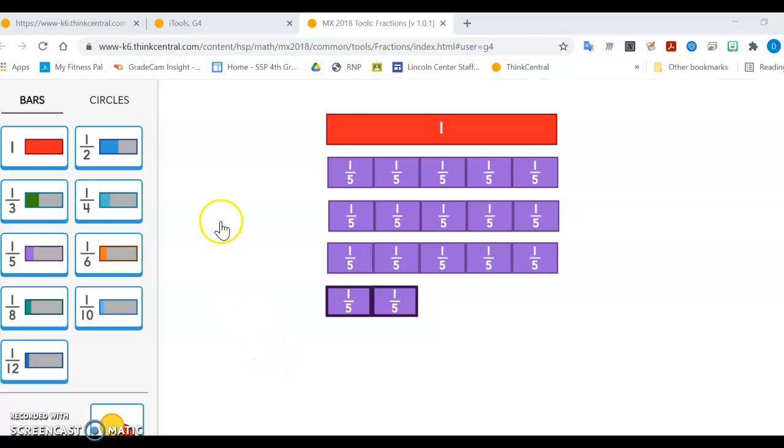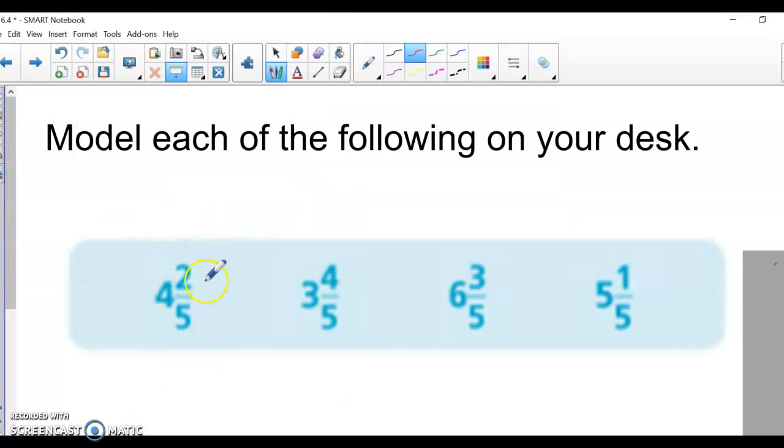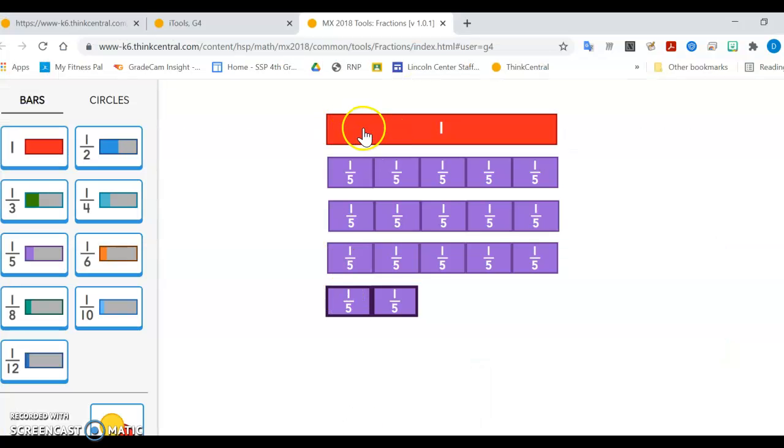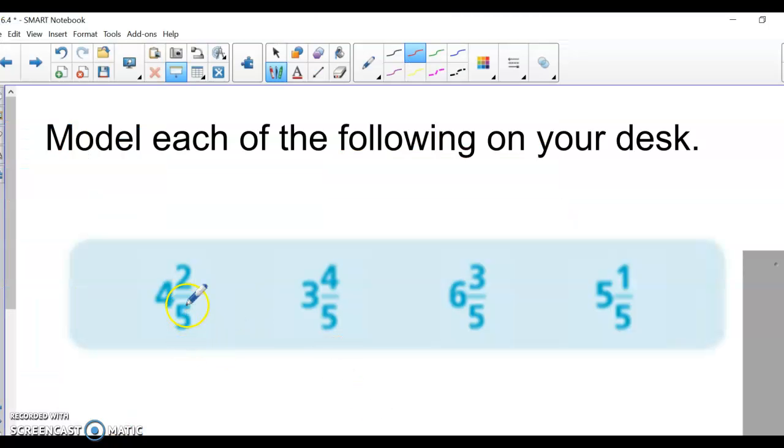Okay, so I built my 4 and 2 fifths. I started with 1 whole, and then 2, 3, 4, and 2 more fifths. And I want to think of how I can name this. Well, I could just say it's 4 whole and 2 fifths more. And so I could say exactly how I wrote it here. Or I could also say, let's count the number of fifths that I have. There would be 5 in this one. So 5, 10, 15, 20, 21, 22. And so we could say this is the same as 22 fifths.